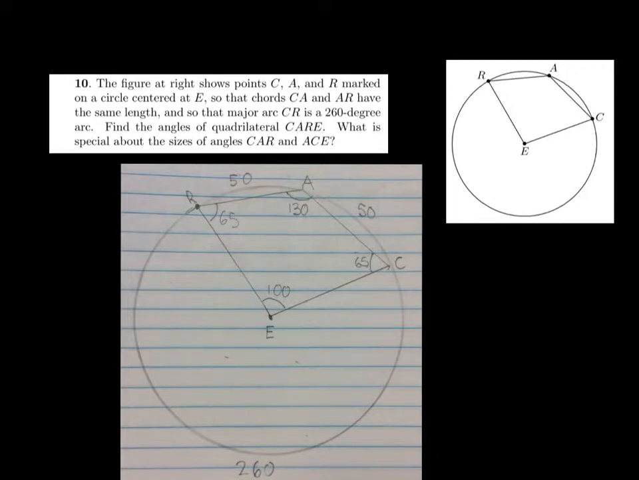Okay, main thing to understand here is since these two segments, these chords are equal, that means that the arcs that they intercept are also equal. Okay? And the quadrilateral does give you some nice numbers here.